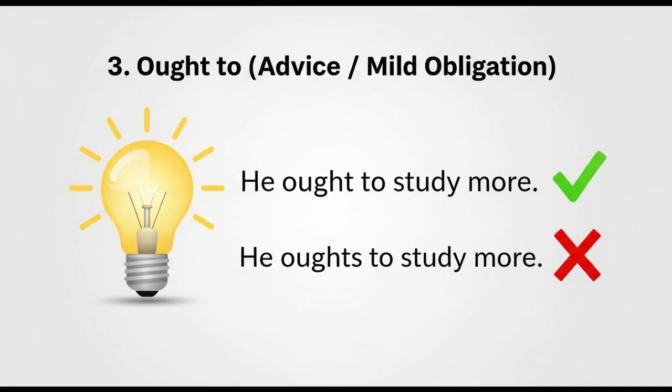This one is special. It does not take a third person S. Correct, he ought to study more. Incorrect, he oughts to know. It is rarely used in the negative or question form in modern English. We usually stick to the present and the past. Past, I ought to have started this project earlier. This means I regret not starting earlier.